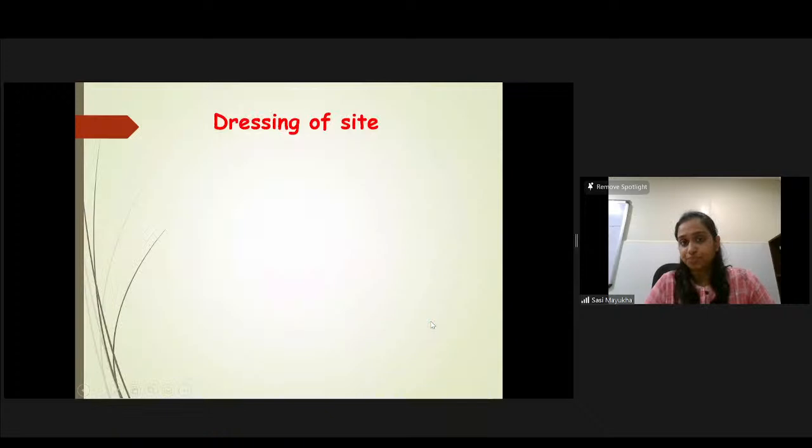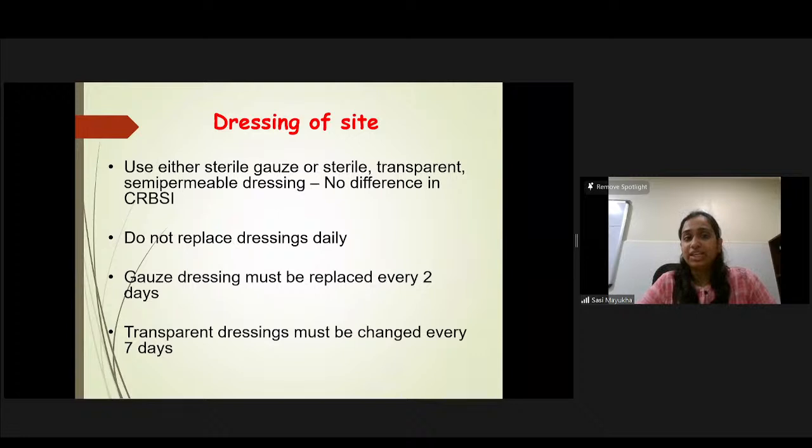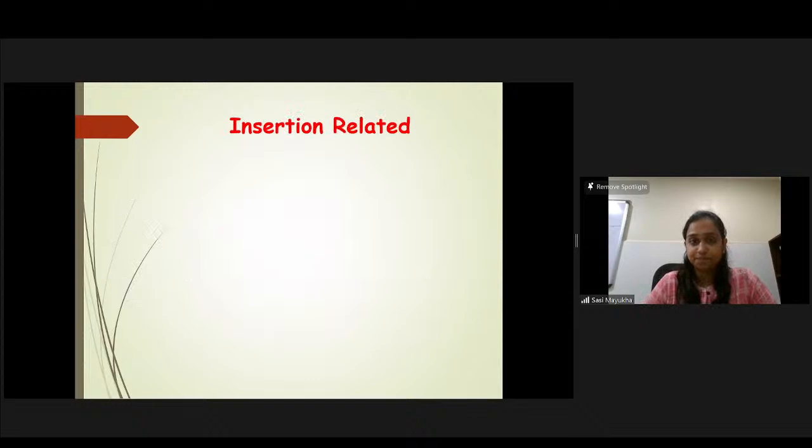So as I was talking about dressing of the site, use either sterile gauze or a semi-permeable dressing. You need not replace the dressings daily, but if it's a gauze dressing, you have to replace it every 2 days. But if there are transparent dressings, it can be changed every 7 days. But in case there is soiling of the dressing, it has to be changed immediately.